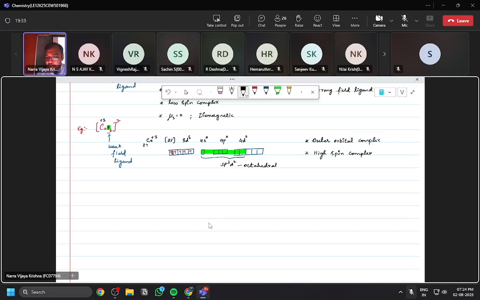Pairing doesn't happen, so spin value is high. Number of unpaired electrons, 4. So root of 4 into 4 plus 2, so root 24 Bohr magneton. Correct? Paramagnetic.